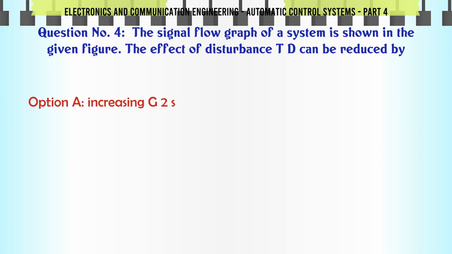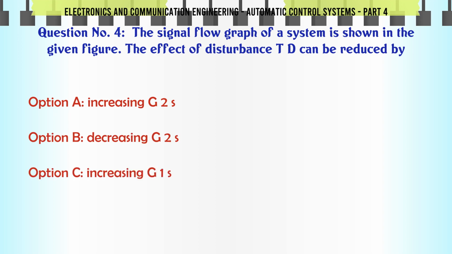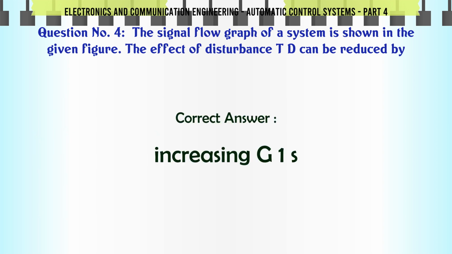The signal flow graph of a system is shown in the given figure. The effect of disturbance Td can be reduced by A. Increasing G2(s). B. Decreasing G2(s). C. Increasing G1(s). D. Decreasing G1(s). The correct answer is increasing G1(s).